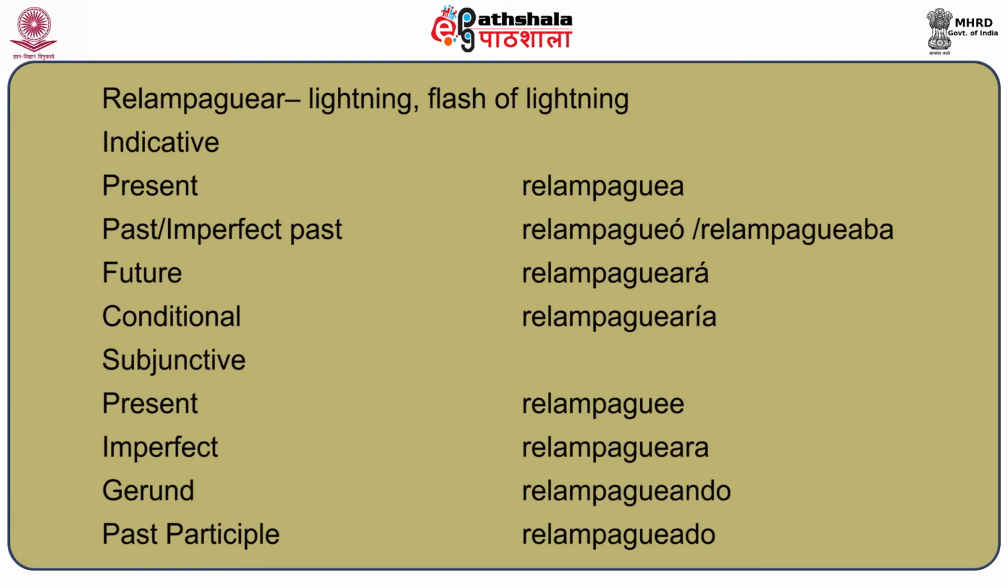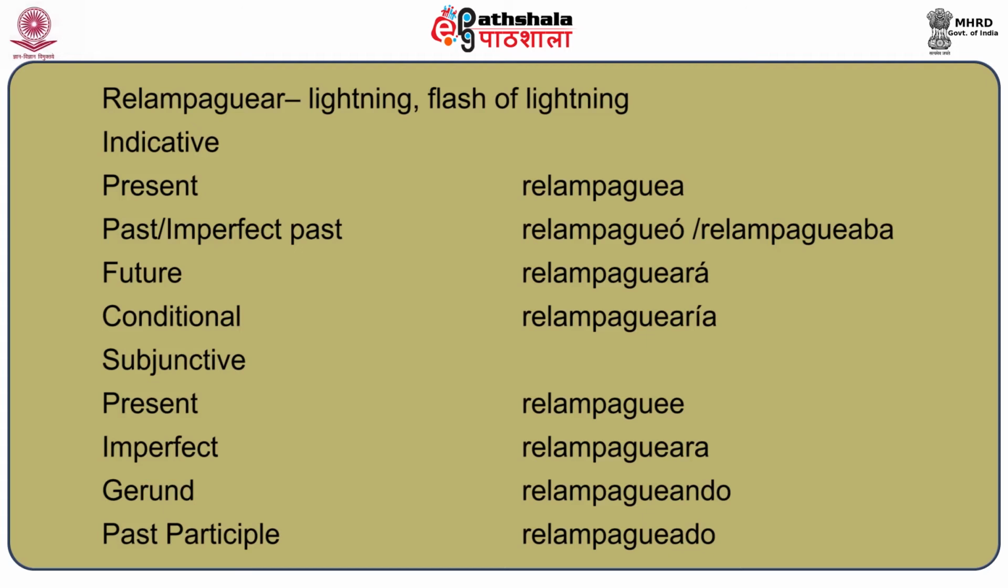The following verb, relampaguear, is a difficult one and it means lightning or flash of lightning. In the present indicative, it is conjugated as relampaguea. In the preterite, it is conjugated as relampagueó. In the imperfect form of the past, it is conjugated as relampagueaba. Future form is relampagueará. The conditional form is relampaguearía.